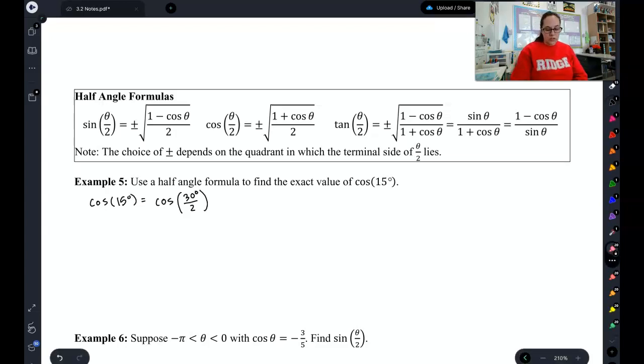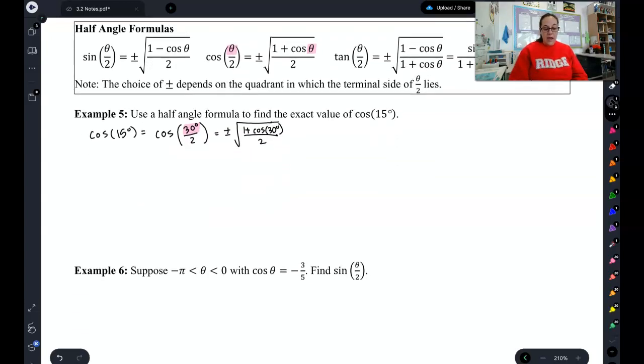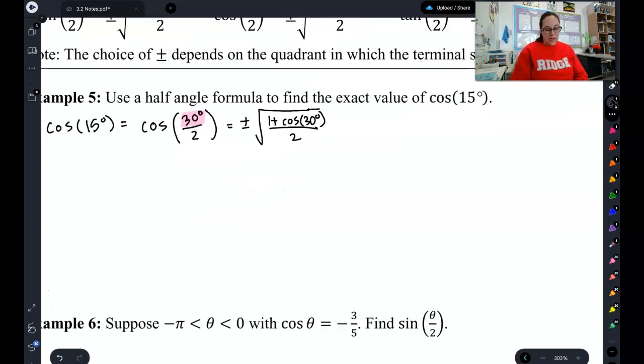So I'm going to use my cosine one, and that theta on top is that 30. So that means the theta inside the root is also that 30. So I have that. Now cosine of 30 I can do because that's on the unit circle. So cosine of 30, we think of 30 degrees is right here. And I want the x value, which is the longer side, so root 3 over 2.